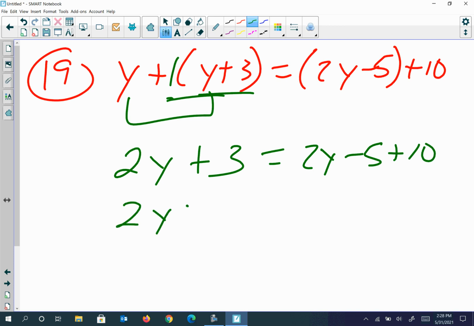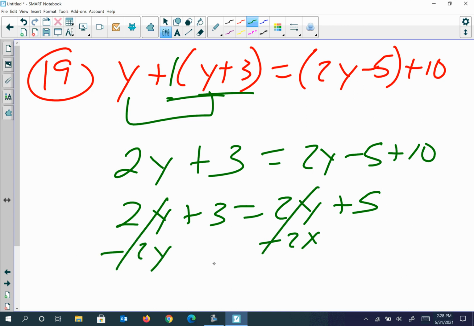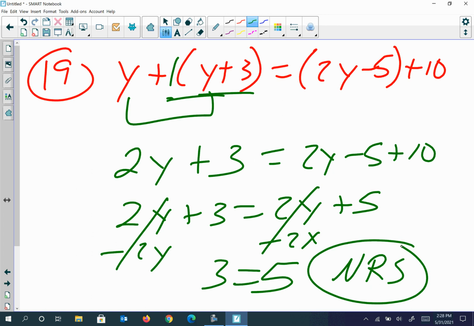Combine like terms on the right. And if I subtract 2y from both sides, those cancel, and I wind up getting one of the great mysteries of math. 3 is equal to 5. No, that's not true, so there is no real solution. And again, you want the R for the real number system.